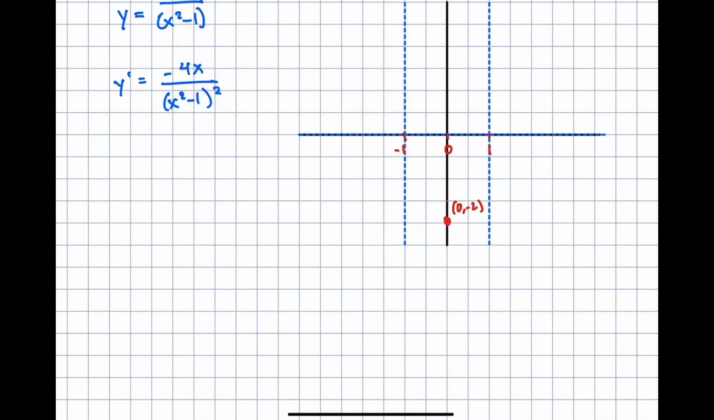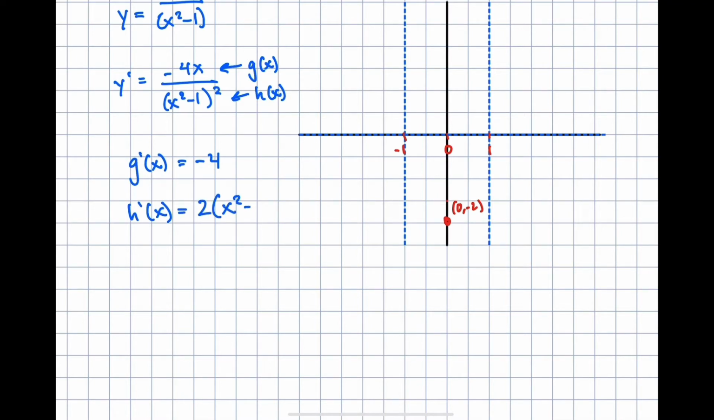So the first thing we want to do is take our second derivative. To do that, we're going to be using the quotient rule. If I define this upper function as g of x and this bottom one as h of x, g prime of x would be -4. h prime of x is going to be 2 times x squared minus 1 times the derivative of the inside bit, which is 2x. And that'll simplify to 4x cubed minus 4x.